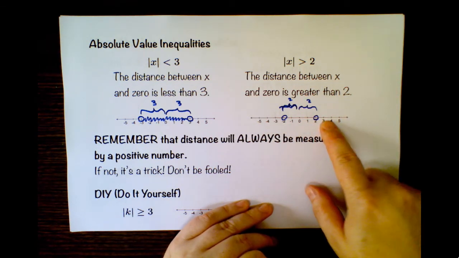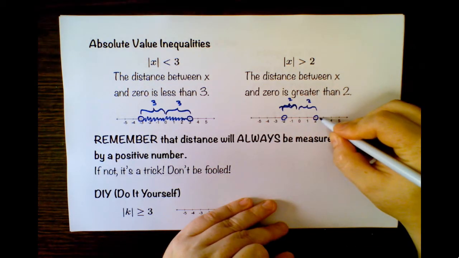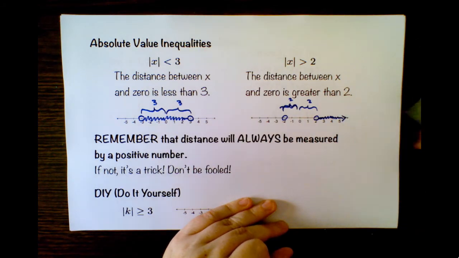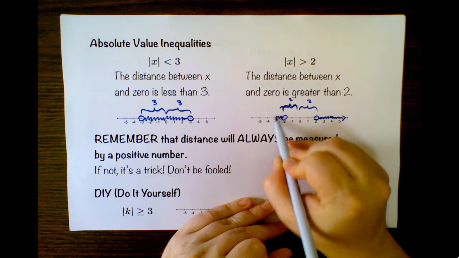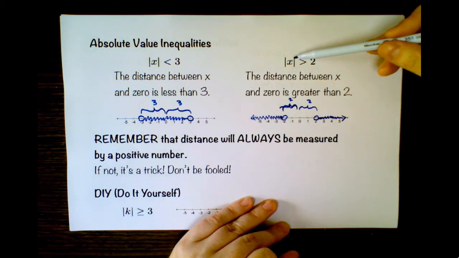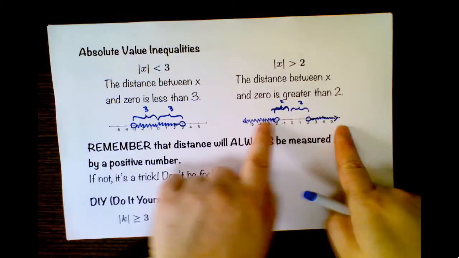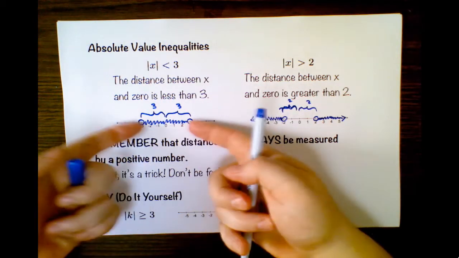Well, 3 is further away from 0. 4 is further away from 0. So actually all of these numbers satisfy that. But look, negative 3 is also farther away. So all of these numbers satisfy it. So if your inequality has a greater than, you're going to be coloring 2 branches. If your inequality is less than, it's that bit in the middle.